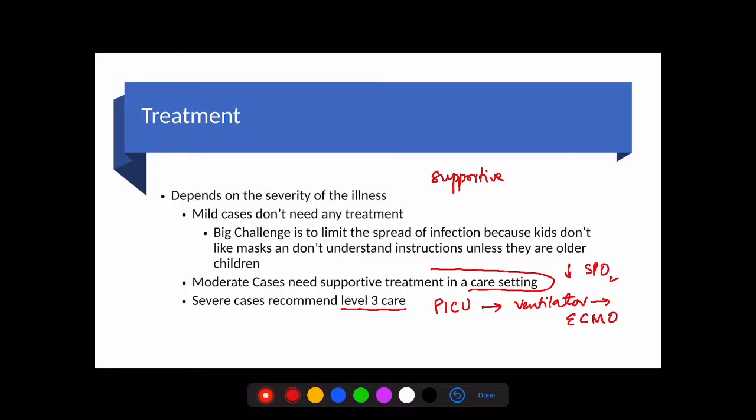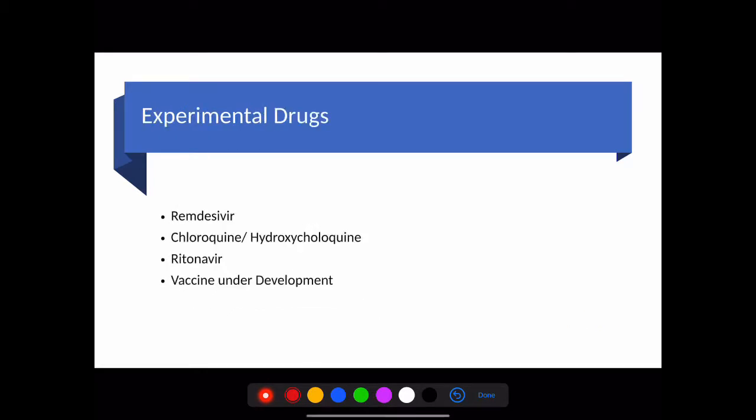This is the same for adults and the same for pediatrics at the moment. But luckily, very few of the pediatric population is affected. There are a few experimental drugs which are currently being trialed. One of them is remdesivir. Remdesivir is an antiviral, and you might know this was a drug that was used for treatment of Ebola back when the Ebola outbreak occurred in 2015.